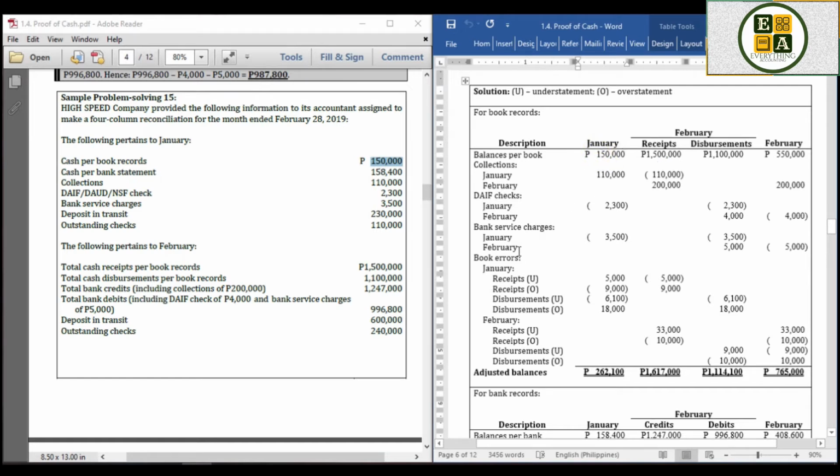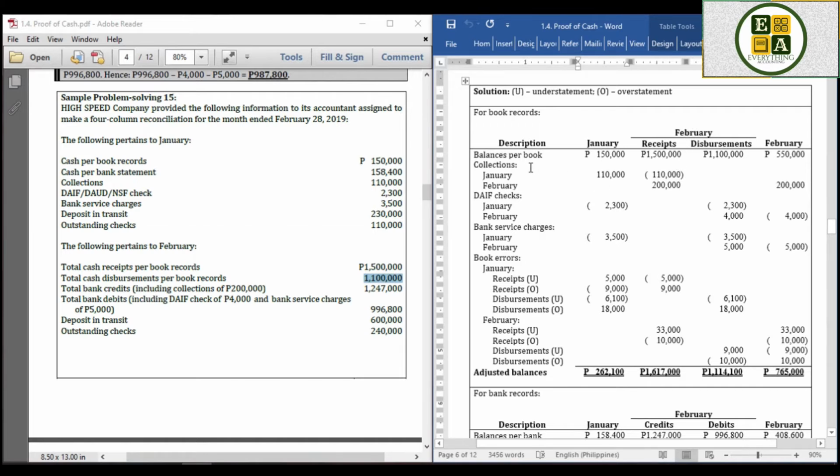Then, we have the receipts. Where are those receipts? This is the total cash receipts per book. Post that here too. Then, our total cash disbursements of 1,100,000. Okay? Then, if you notice, there is no amount for 550,000. To arrive at 550,000, just simply add 150,000 plus 1,500,000, then deduct 1,100,000. You can arrive with 550,000. Take note that these receipts include January amounts but exclude February amounts. The same with disbursements, they include January amounts but exclude February amounts. And these amounts, receipts and disbursements, refer to the month of February.